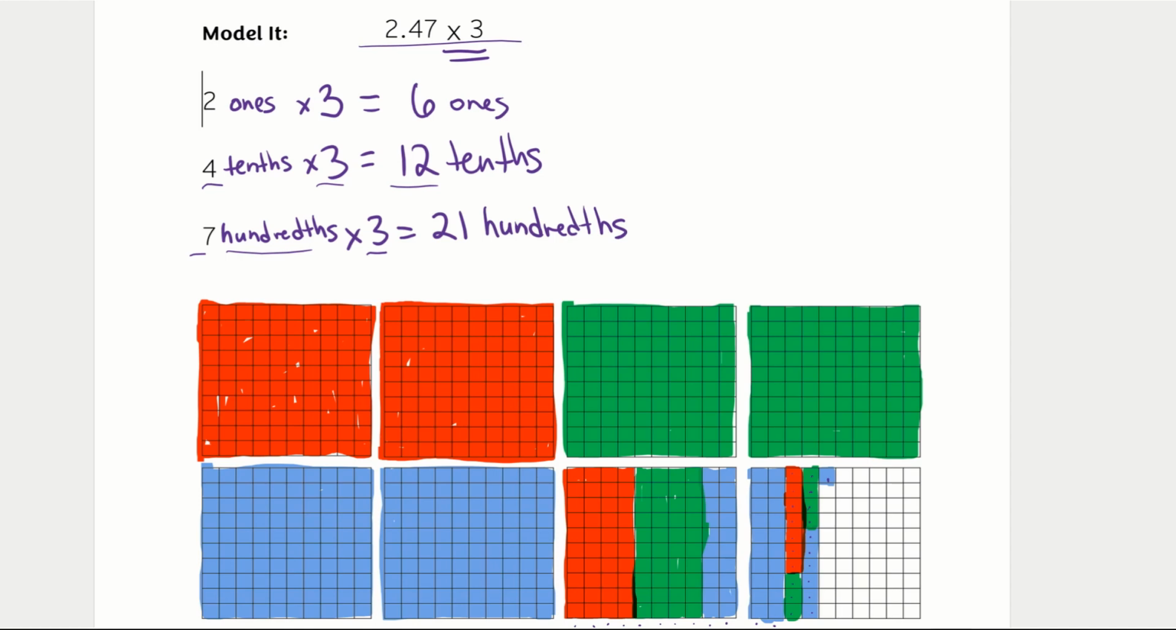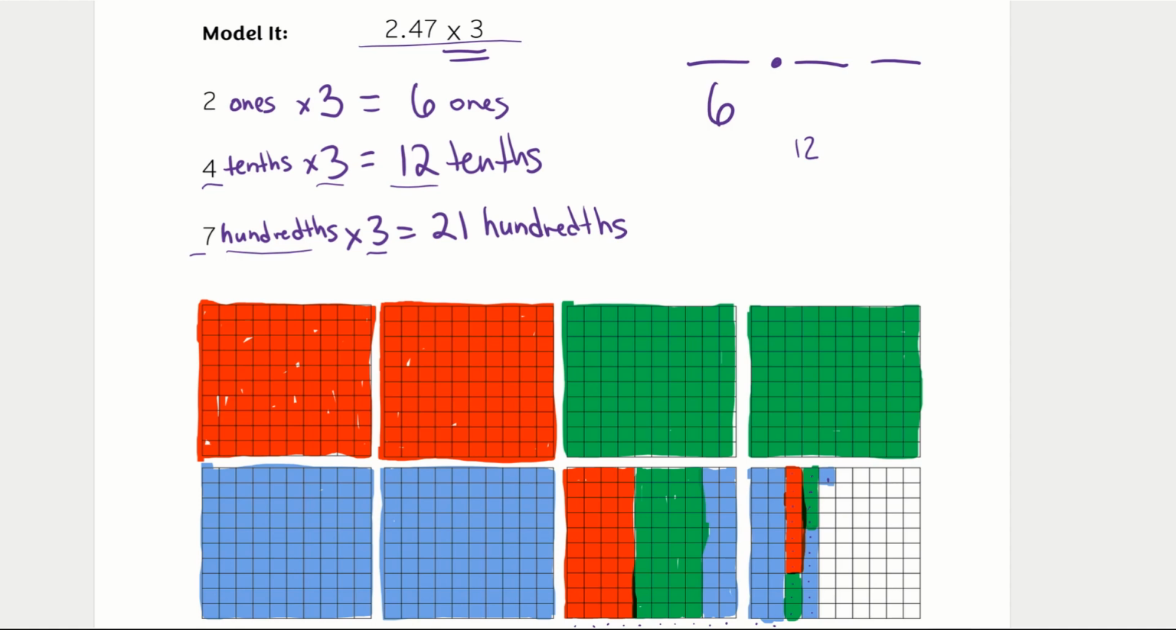So this model is showing what happens when I take a decimal number, like 2 and 47 hundredths, and I multiply it by 3. I did 3 sets of 2 ones, 3 sets of 4 tenths, and 3 sets of 7 hundredths. Now I can put it all together. I'm going to set up my place value line. All right, so I've got 6 in the ones, 12 in the tenths. Well, I can't put 12 in the tenths. I'll have to leave the 2.